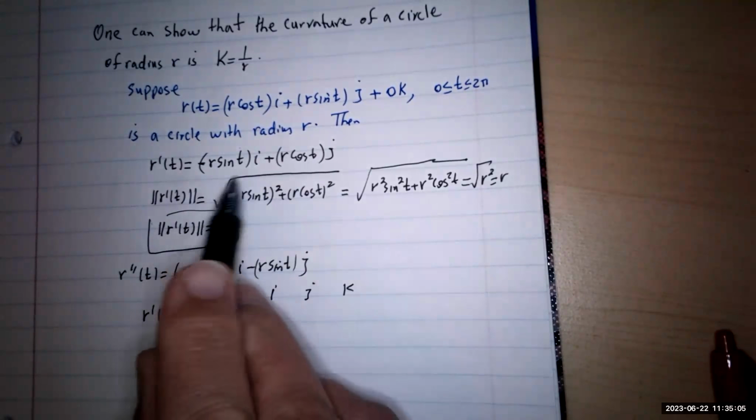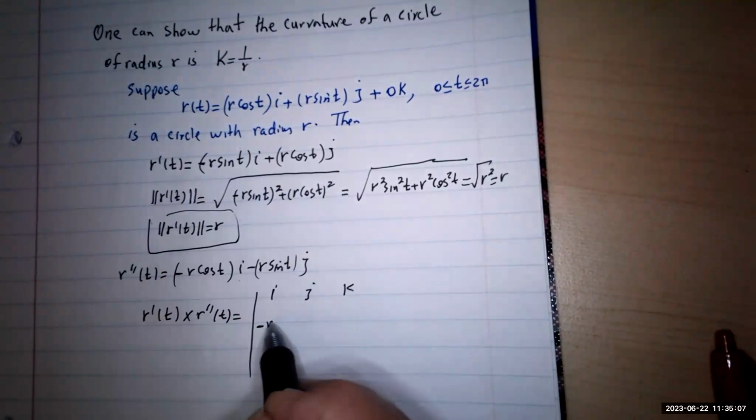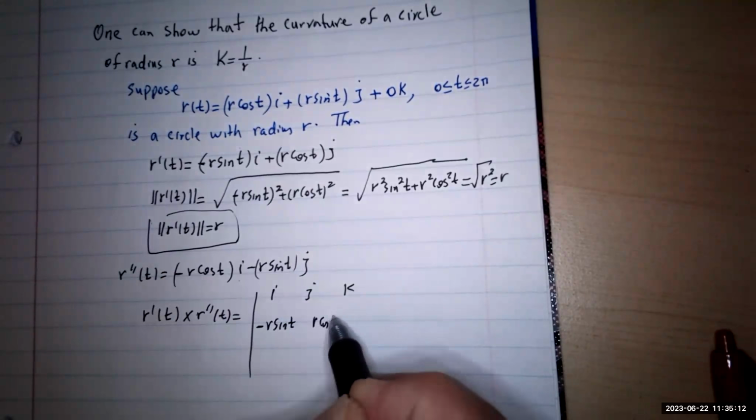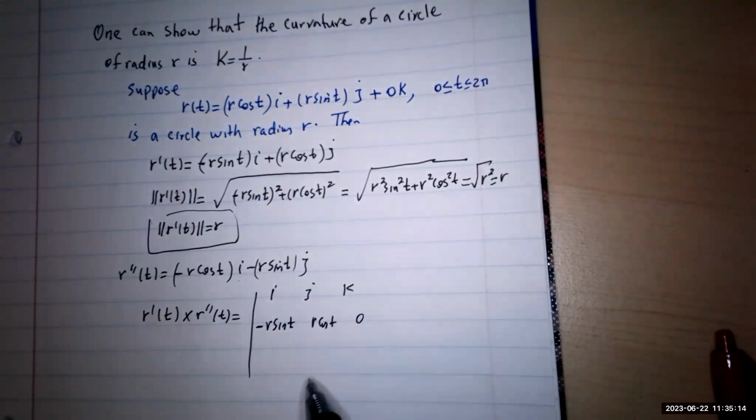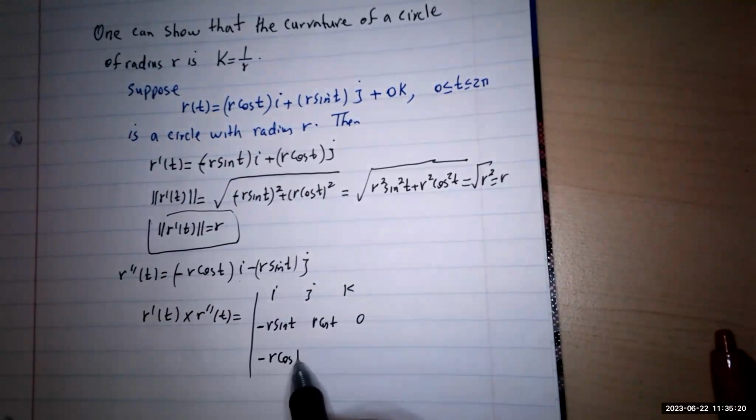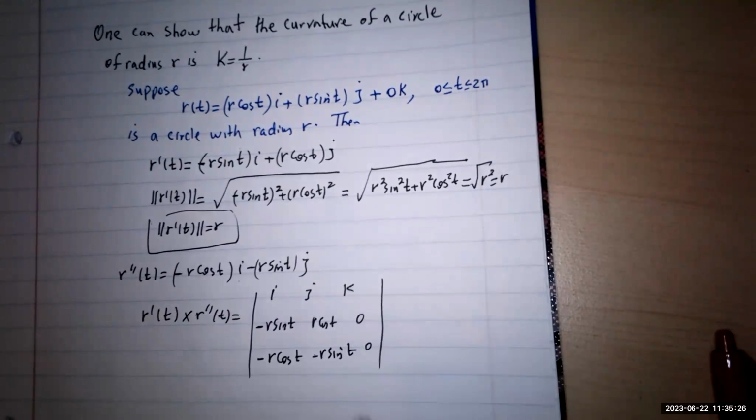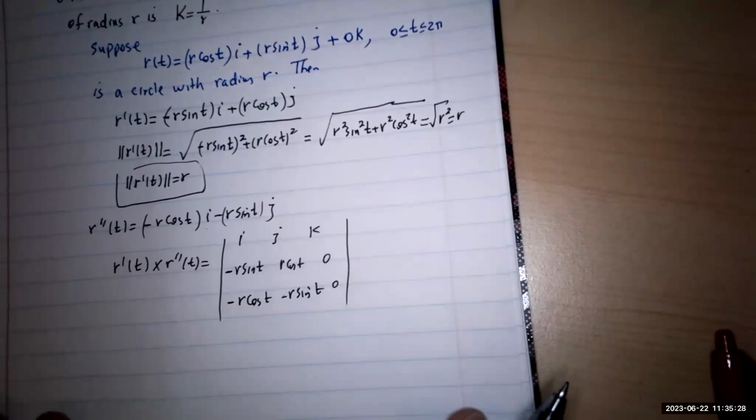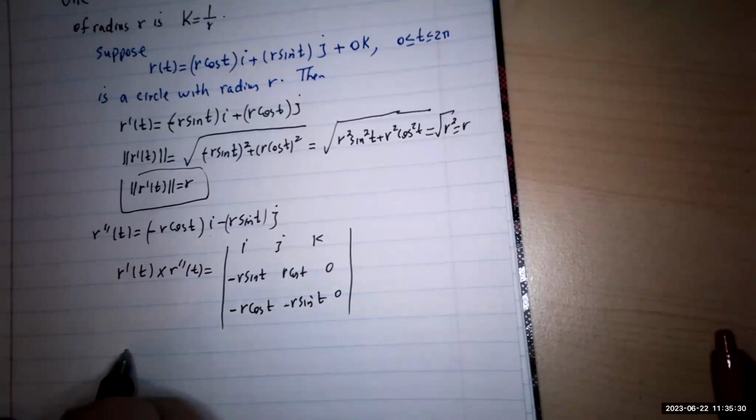So in the case of the R prime, you have negative R sine of T. Your J is R cosine of T, and this is 0, of course. When you differentiate it, that gives you negative R cosine of T, and negative R sine of T and the 0. Okay, get that cross product to get the result.